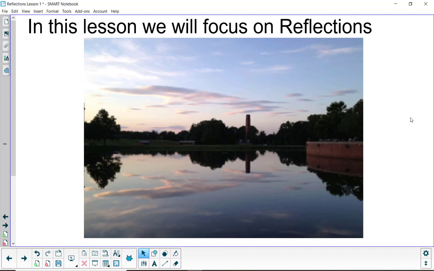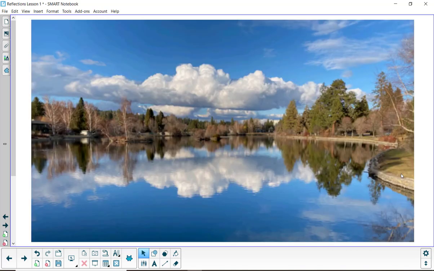This is a picture taken at the Taft School in Connecticut, which illustrates what we mean by a reflection. This beautiful picture was recently taken at a river in Bend, Oregon.